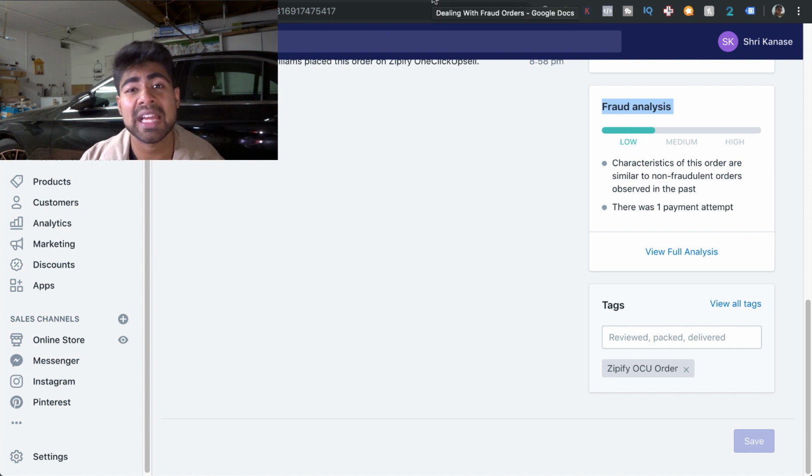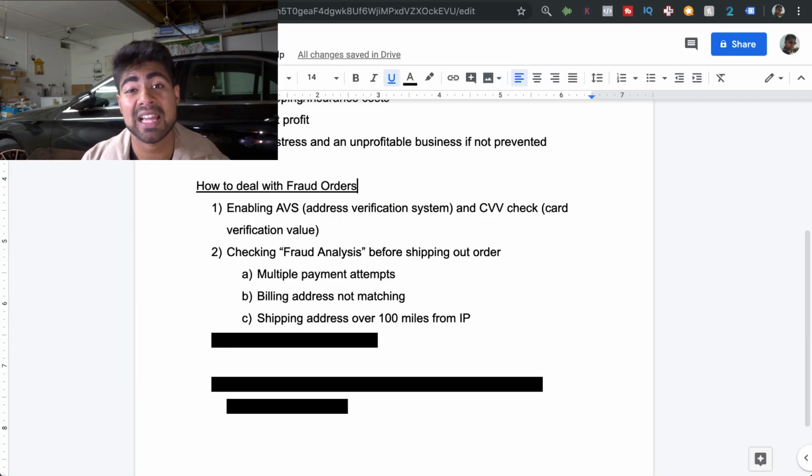But you may be thinking, how do you know if an order is a high risk order, even if it's at a medium risk? So the specific metrics that I like to look at to determine that is basically these three ones right here. The first one is that the customer had to do multiple payment attempts in order to get the order to process.